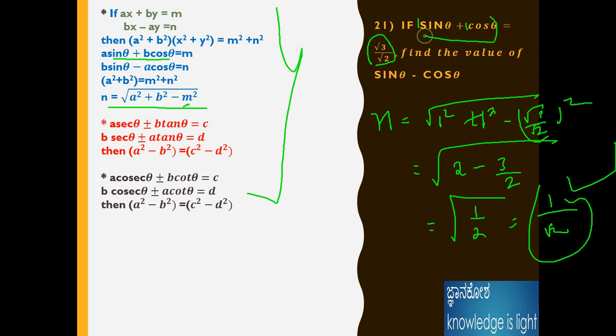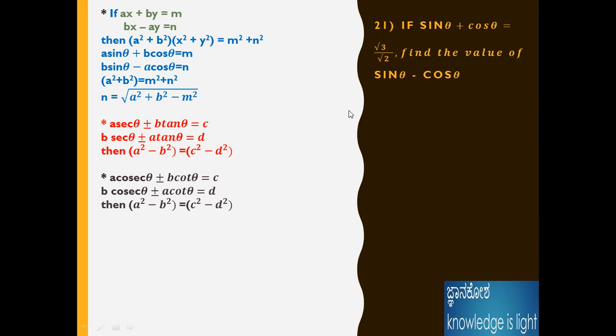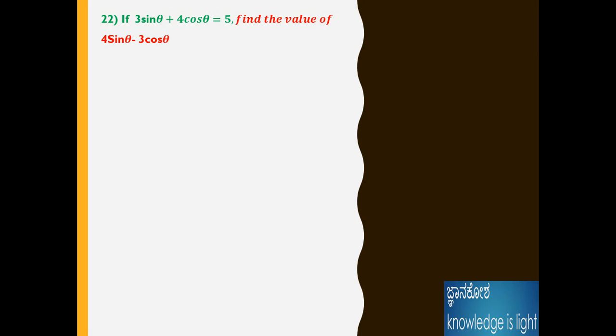If any sine plus or minus cos theta and sin theta is equal to, please apply this formula. N is equal to root a square plus b square minus m square. If any problem comes, please observe carefully. This is the important thing. Wherever a problem is coming in trigonometry, apply using this logic. N is equal to root of a square plus b square minus m square. Okay, I will take one more problem here. I will wind up this session.